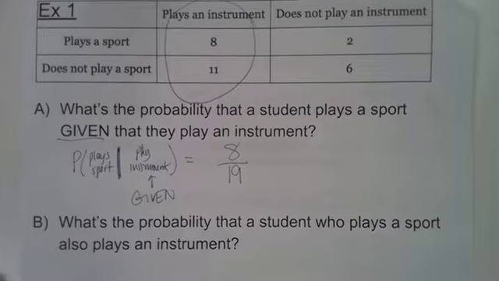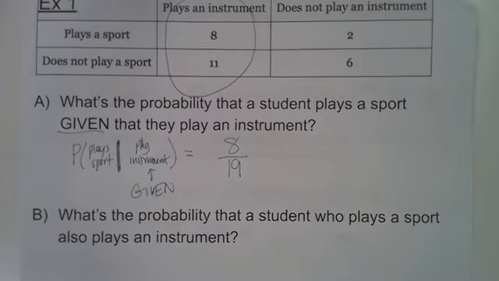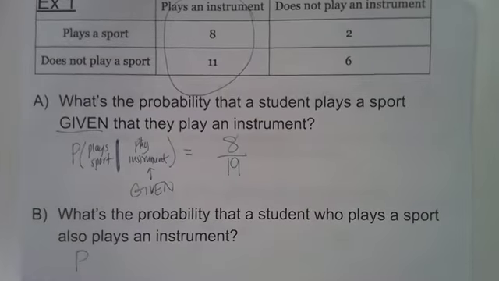All right, letter B is just worded slightly differently, and this is what you're going to see today. They're going to change up the wording on you, but we want to know it means the same thing. What's the probability? So I'm going to abbreviate that with a P for probability. That a student who plays a sport also plays an instrument. What's the probability that a student who plays a sport also plays an instrument?